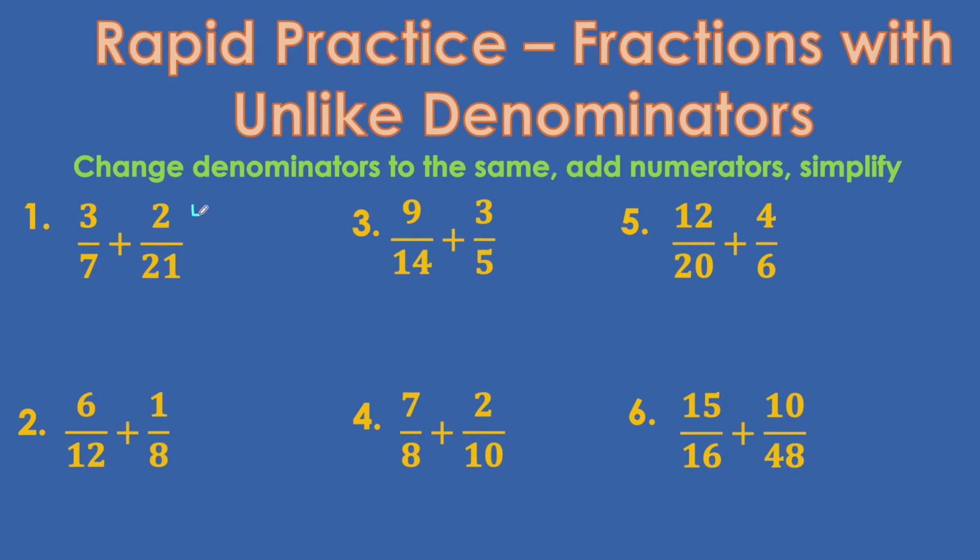So let's write, least common multiple is 21. Now that we found our least common multiple is 21, we change both denominators so that they're the same. 7 to 21, you have to multiply by 3. So multiply the first fraction's denominator by 3. Whatever you do to the bottom, you do to the top.